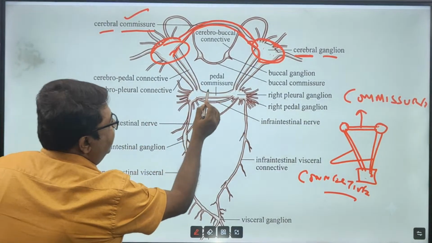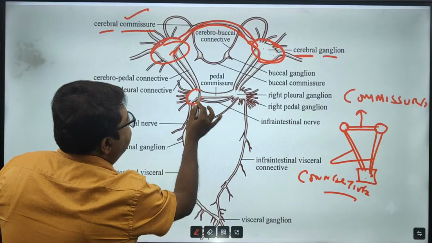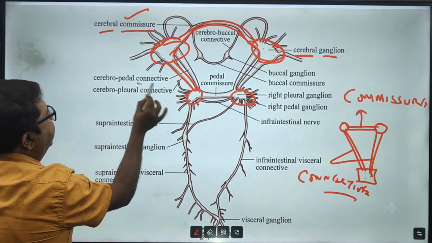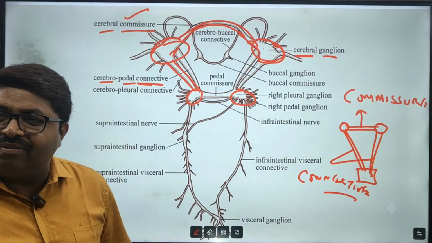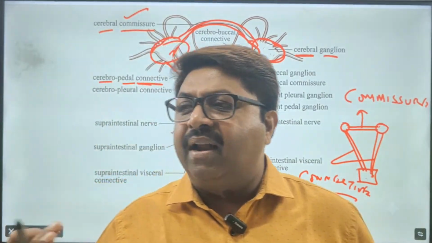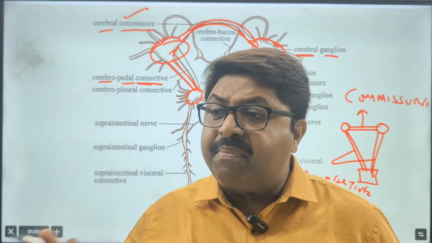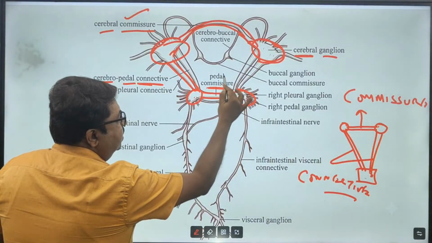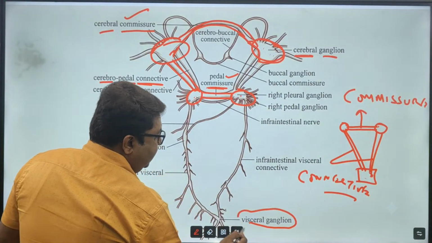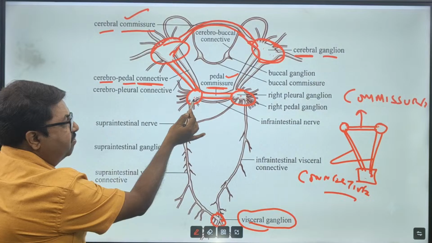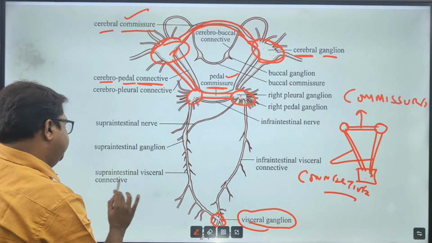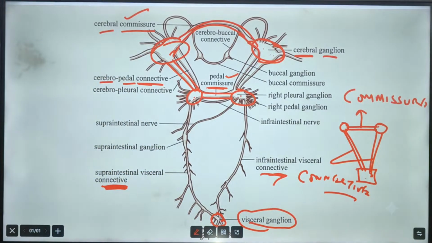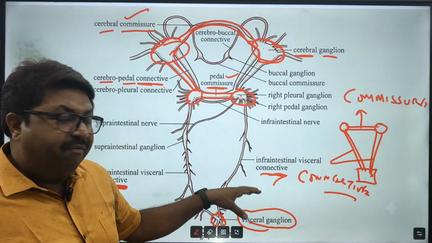Now see over here, pedal, meaning towards the foot, pedal ganglion. Pedal ganglion is different from this. Two different types of ganglion are connected by cerebropedal connective. Did you understand? Two different types of ganglion are connected by what? By connective. Two same type of ganglion are connected by, see, these two commissure. See, this is also pedal, this is also pedal. Connected by pedal commissure. Here you see the visceral ganglion. From pedal ganglion to visceral ganglion, they are connected by connective. So pedal means foot, visceral means visceral organ.